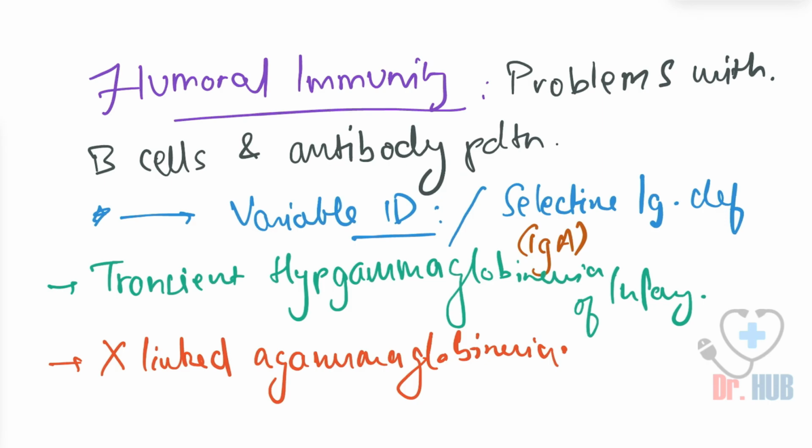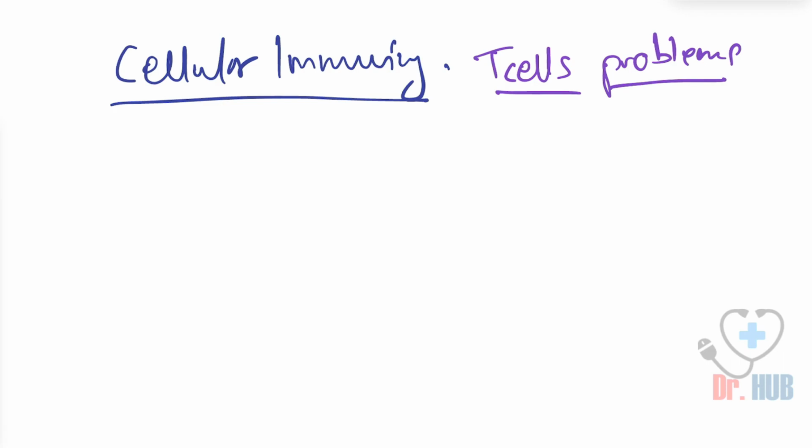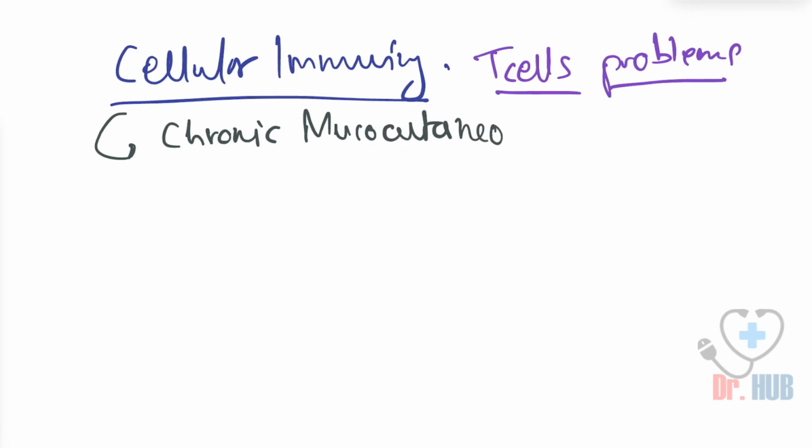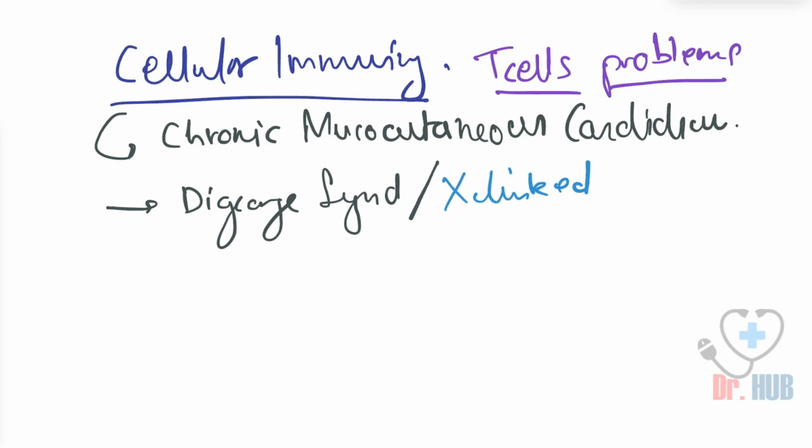Then we move on to the cellular immunity. What does the cellular immunity contain? Under cellular immunity, we have the problems which are associated with the T cells. And what are the conditions? The conditions here include chronic mucocutaneous candidiasis. This is one. Then it also includes DiGeorge syndrome. Next, also the X-linked lymphoproliferative syndrome.